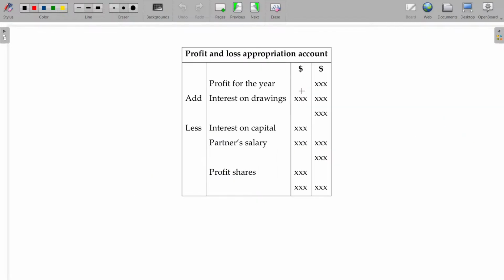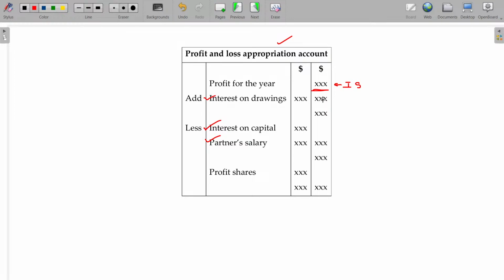Now, how will the P&L appropriation account appear? Find out the profit for the year that you calculated from the income statement. You prepare the income statement and arrive at this one. From there, the profit is going to be shared among the partners. If the partners are eligible for interest on capital, give that first of all to the concerned partners, and then partners' salary and commission. And if the partner has drawn, it is the reverse, right? If he has invested, then interest on capital will be there. If he has drawn, interest on drawings will be charged.